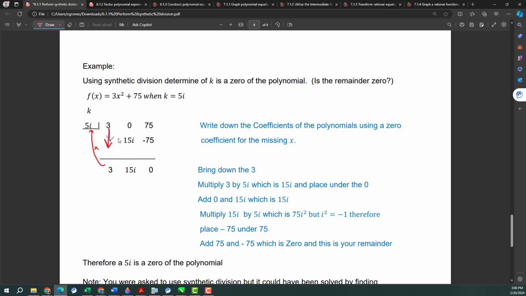Let me bring our arrow down. And we get 15i. When we add these two together, we still have 15i. We can now multiply that times 5i. 15 times 5 is 75. i times i equals -1. So i squared equals -1. So we are left with -75, and whenever we add these two together, our remainder equals 0.